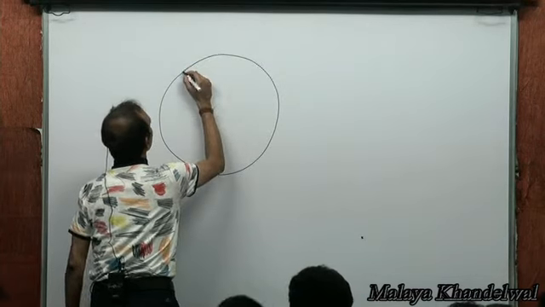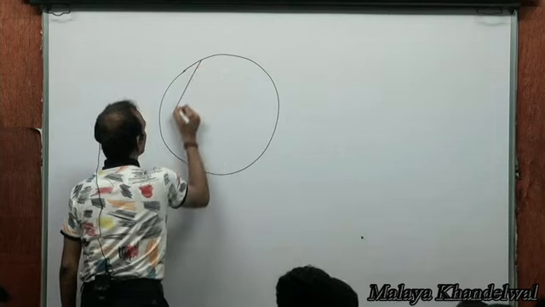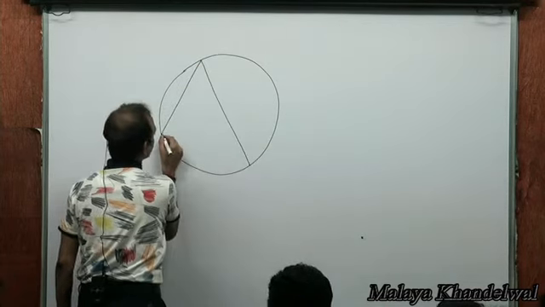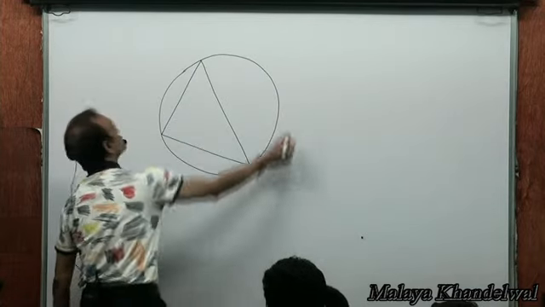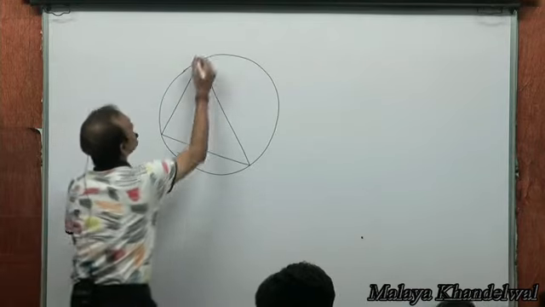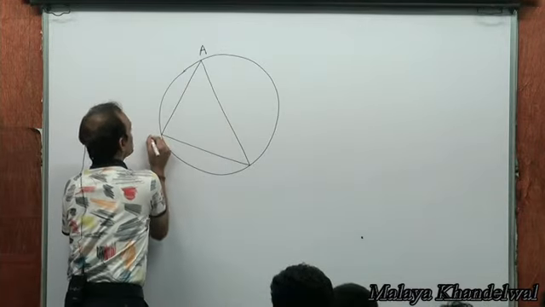See, if this is a circle and there is a triangle which the circle circumscribes. So this is the circumcircle. This is the circumcircle of triangle ABC.